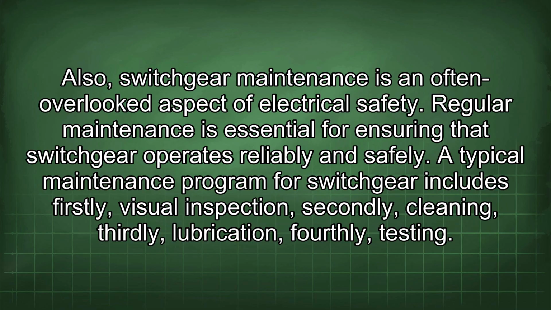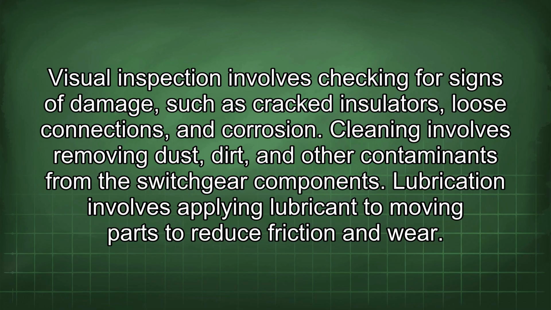Also, switchgear maintenance is an often overlooked aspect of electrical safety. Regular maintenance is essential for ensuring that switchgear operates reliably and safely. A typical maintenance program for switchgear includes, firstly, visual inspection, secondly, cleaning, thirdly, lubrication, fourthly, testing. Visual inspection involves checking for signs of damage such as cracked insulators, loose connections, and corrosion. Cleaning involves removing dust, dirt, and other contaminants from the switchgear components. Lubrication involves applying lubricant to moving parts to reduce friction and wear.